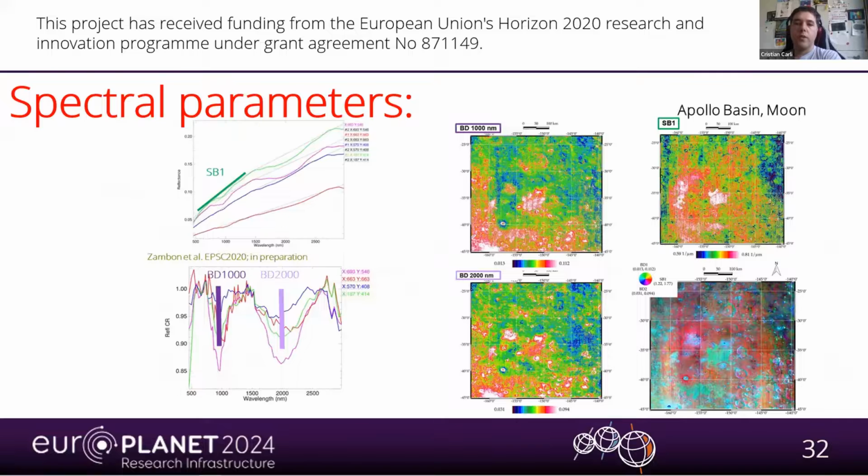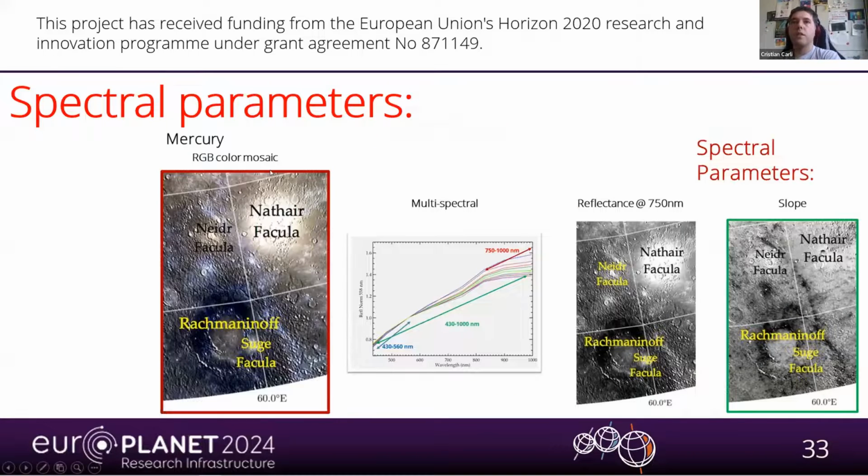Just to give you a couple of examples from the Moon and Mercury, here, for instance, is a way to parameterize a spectrum from the M-cube dataset with the slopes and band depth, and to see how those materials vary on the surface. So how the information of each single parameter is characterized on the surface, and then combine them, for instance, with RGB to evidence different materials on the surface. Or the same can be done on Mercury.